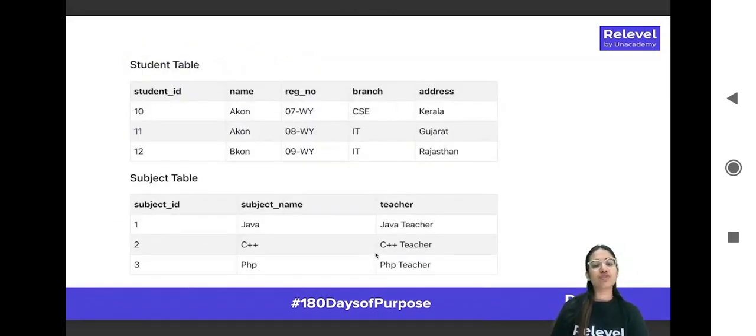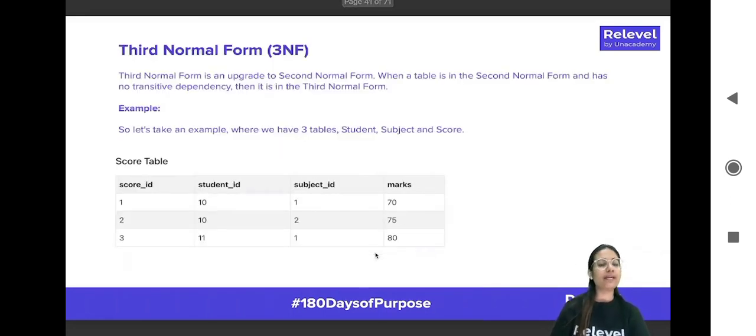After that, we have the students table, where we have the student ID, the name of the student, the registration number, the branch, and then the address. Apart from that, we have a subject table as well, which has the subject ID, the subject name, and the teacher who teaches that subject. So this is pretty much what my database really looks like. This is what my DBMS has designed for all my databases and my tables.